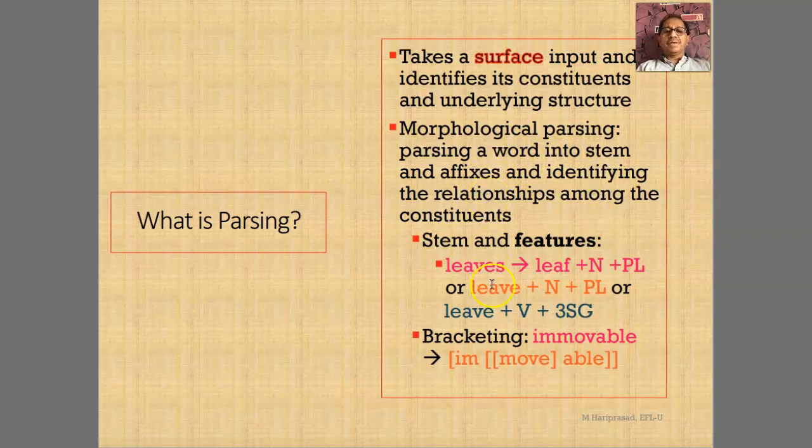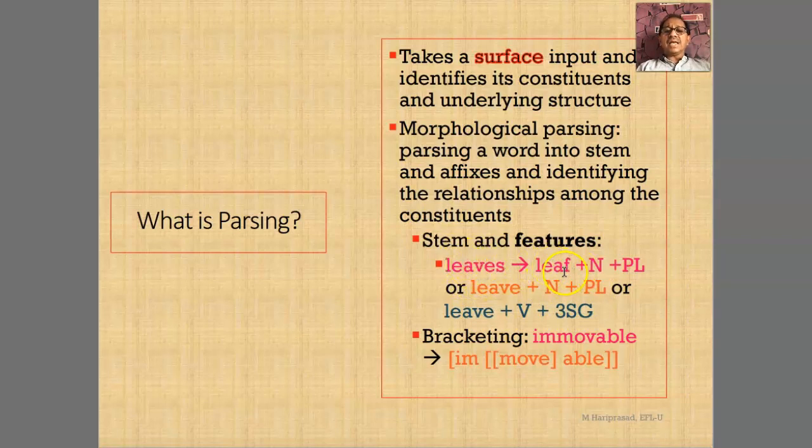For example, if you take a word like leaves, which we have already seen, it will be parsed as follows. It will be parsed into the word leaf, and leaf is a noun, and the S is a plural morpheme. So basically it's a plural feature which is given to the word leaf, so it becomes leaves. Similarly, it can be analyzed as leave as a noun and the plural morpheme, or leave as a verb and third person singular.